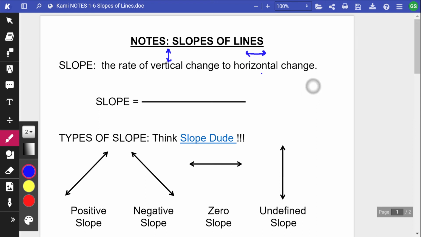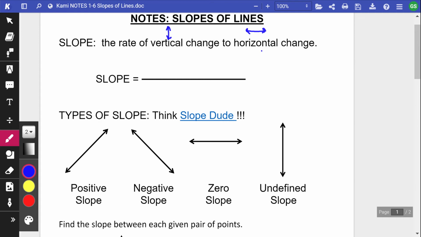So we express slope as a ratio, which is just a fancy word for fraction. And the easiest way to think about how we find slope is just the rise over run. Rise is up and down, and the run is side to side. Sometimes it will look like a fraction. Sometimes the fraction will reduce to a whole number.